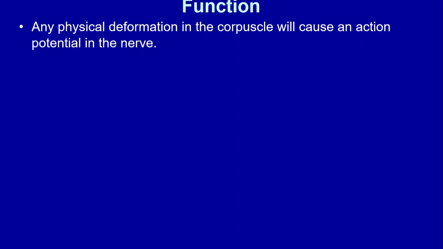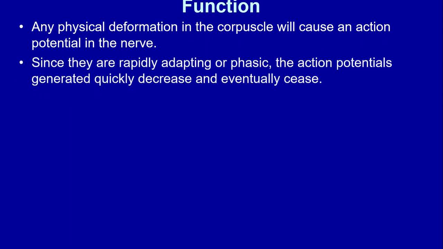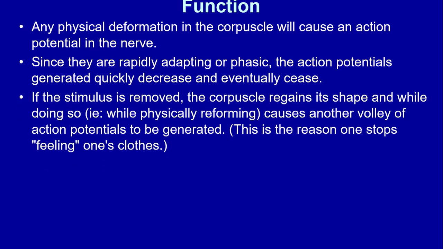Functions. Any physical deformity in the capsule will cause an action potential in the nerve. Since they are rapidly adapting or phasic, the action potential generated quickly decreases and eventually ceases. If the stimulus is removed, the corpuscle regains its shape, and while physically reforming, causes another volley of action potentials to be generated.